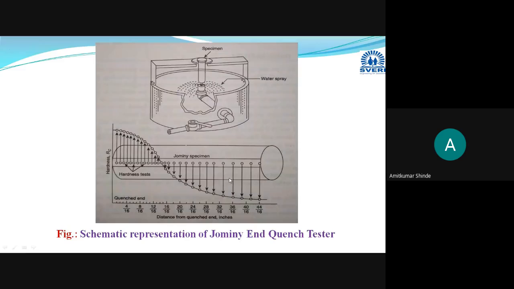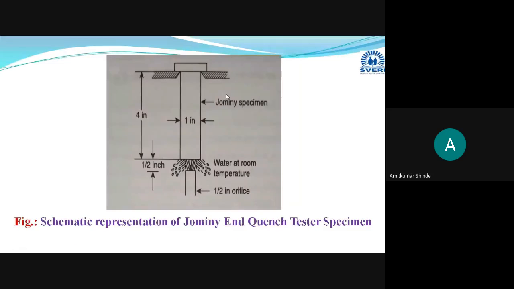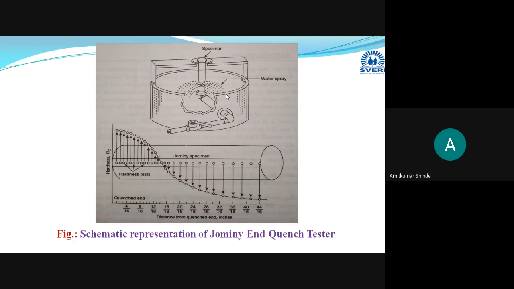Okay, so in this way this Jominy end quench test is performed. This is the schematic arrangement for the performance of the test, and this is the specimen preparation. You have to check the hardness by taking interval distances starting from the quenched end, of 1.6 millimeter or 1 by 16 inch. You have to measure the hardness and plot that hardness against the distance from the quenched end, and you will get a curve. This type of curve will be termed as the Jominy hardenability curve.